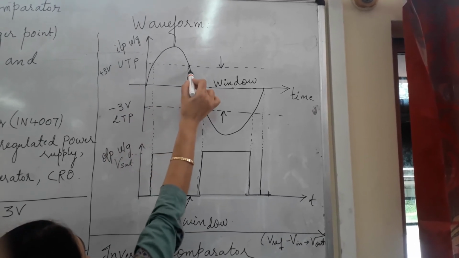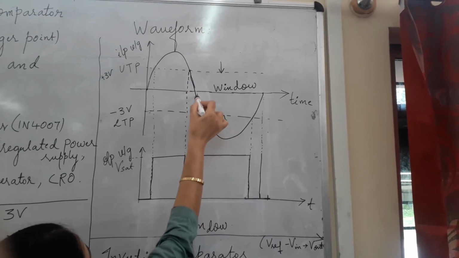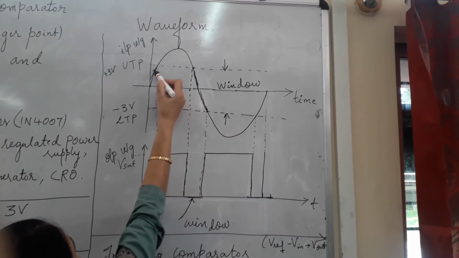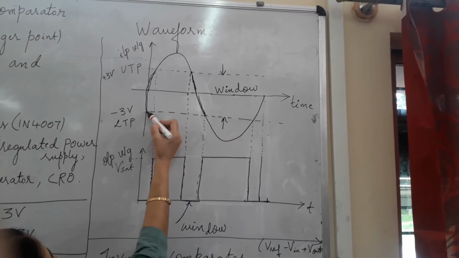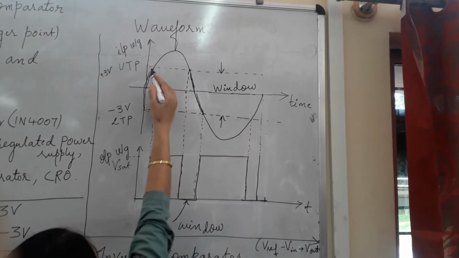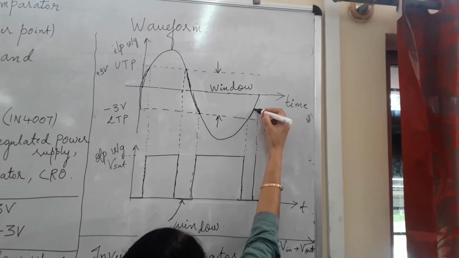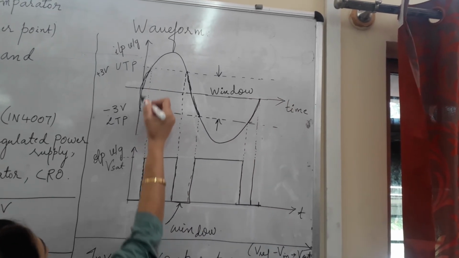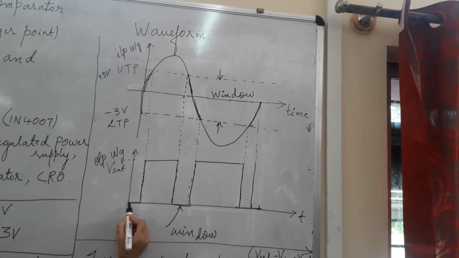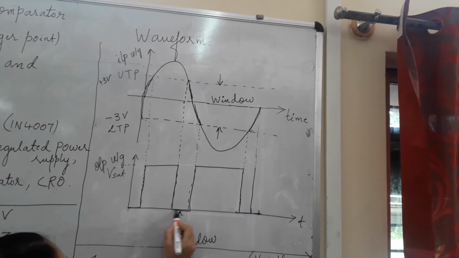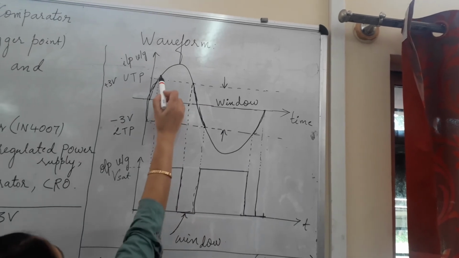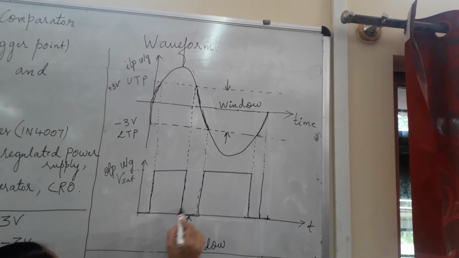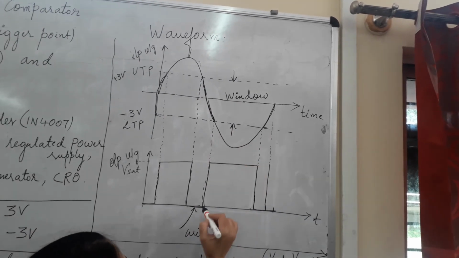Within this range, this is the voltage which is lying between the range of minus 3 to plus 3. And here also you can see this part of voltage is lying between minus 3 volt to plus 3 volt. And this part of voltage is also lying within this range. So we can see that when the input voltage is within the range, output goes low. Other than that, when it is exceeding the range, you can see that it is more than plus 3 volt, output goes high. Here it is below minus 3 volt, output goes high.